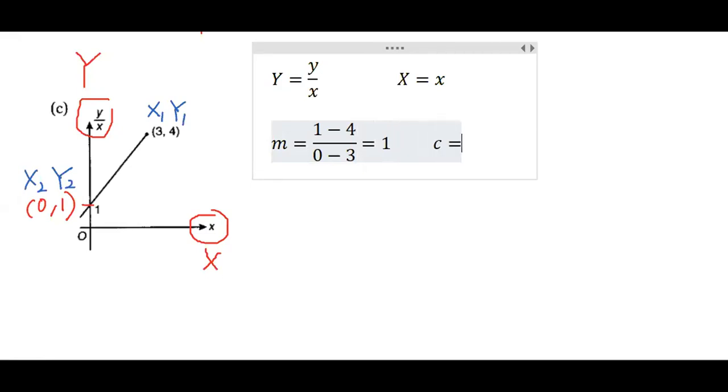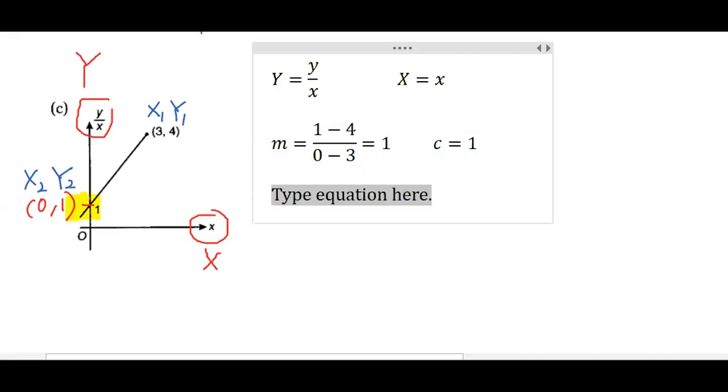Okay, siapa nampak C kamu apa? What is your C? Ya, C dekat sini ya. Your C is here. Pak C Y sini. 1. So, Y equals to 1X plus 1.